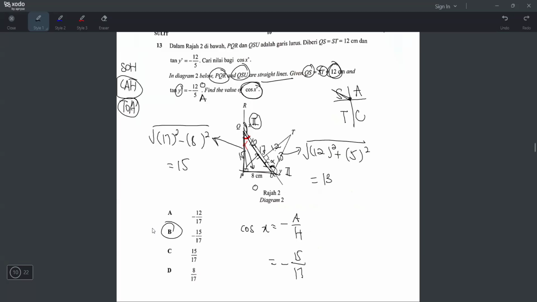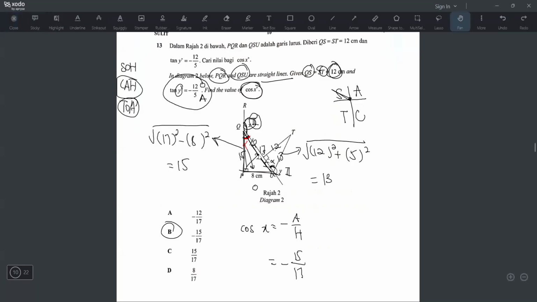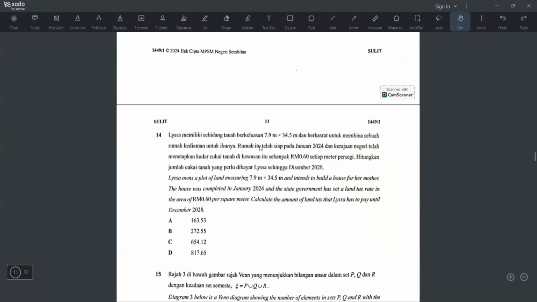That is why when they give us the information like this, we ignore the negative, because the negative only indicates the quadrant. You will not write the negative in the diagram. So when you find cos x, you get 15 over 17, but that's using the red alpha angle. You have to check the real angle. The real angle is not quadrant 1, it's actually quadrant 2, so the answer would have a negative. Hope you understand. That's how you do it.